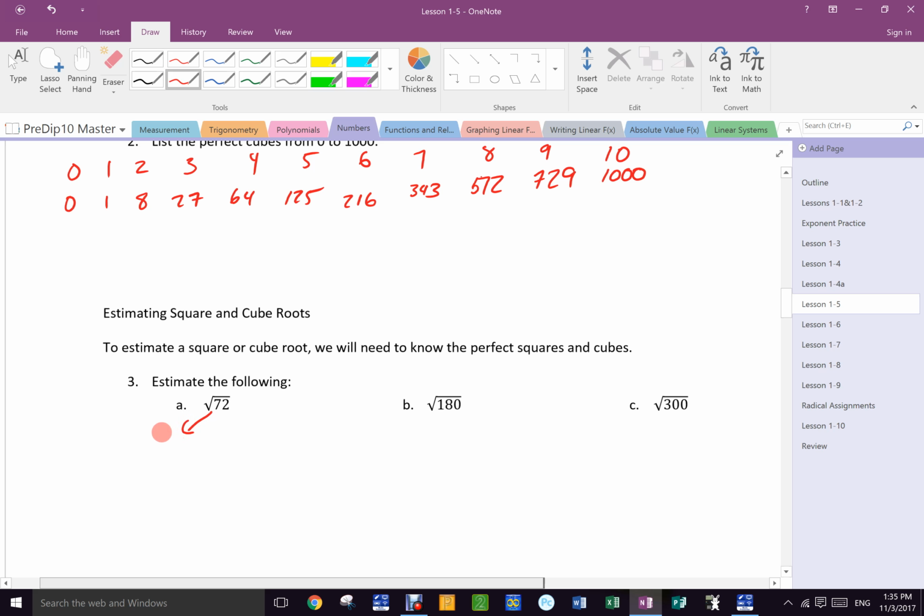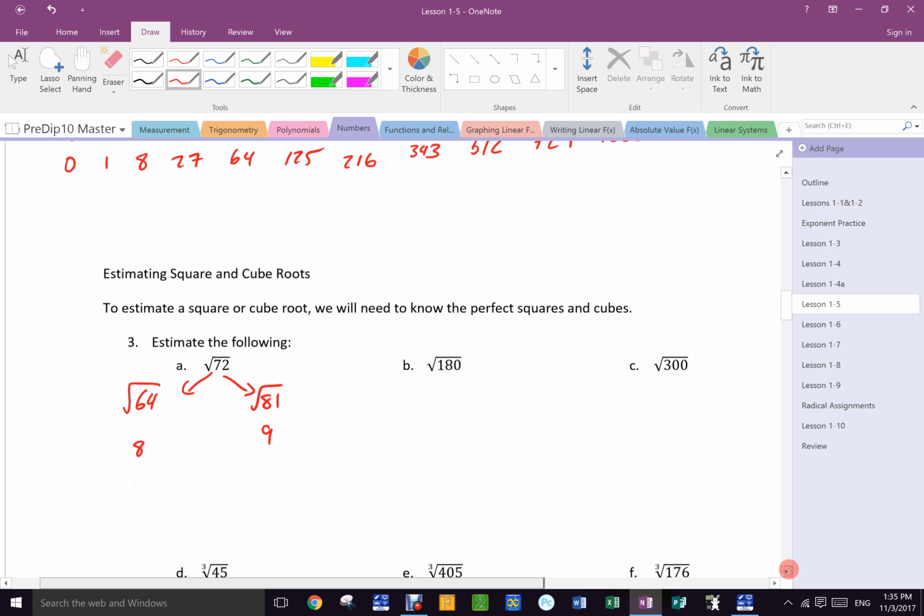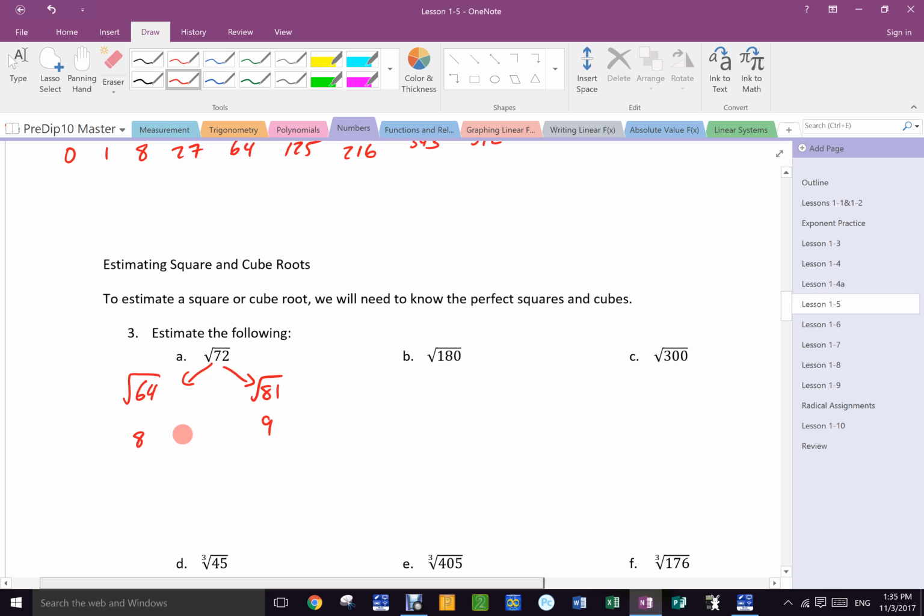72 exists between 64 and 81, yeah? Okay. 64's square root is 8. 81's square root is 9. Therefore, the square root of 72 must live in the middle, yeah? Okay. So, how do you know it's irrational or not? Well, we know it can't be 9. It's got to be 8 something, right? So this is really the square root of 64 and then a little bit more, yes? Right? How far? How far from 64 is it to 72?